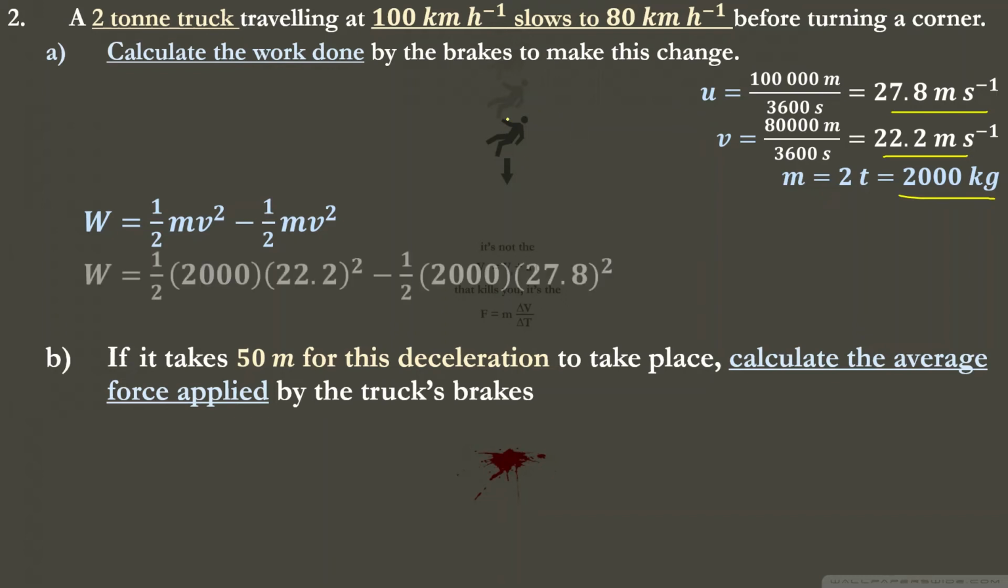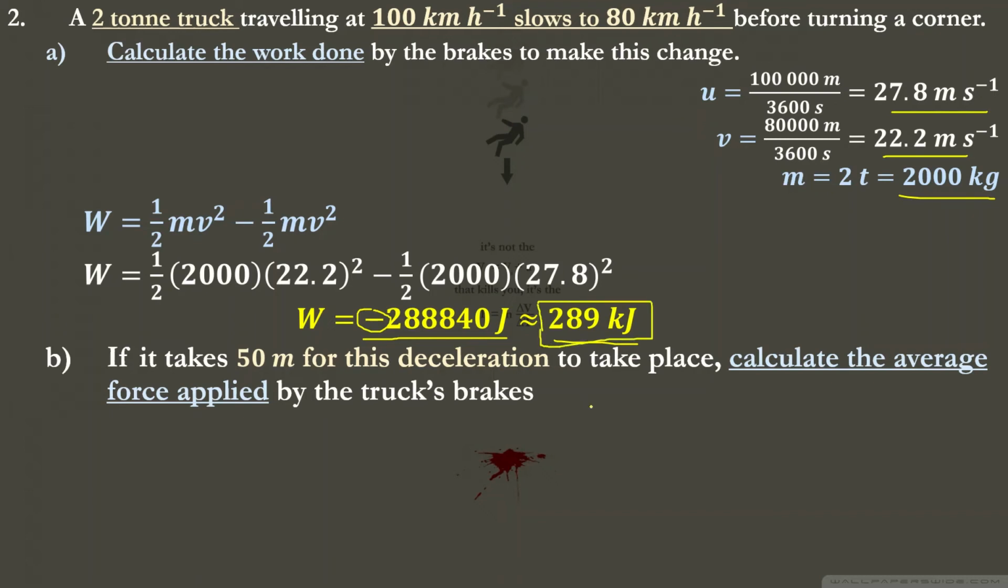So my mass is 2,000, put that in. My final velocity is 22.2 and my initial is 27.8. What I'll end up finding is the work done is 288,840. Okay, or we can simply say 289 kilojoules. Notice that we have a value of negative. Now remember, work done is a scalar quantity, so we should only have positive values. So that's why the end rounded result is also a positive number.